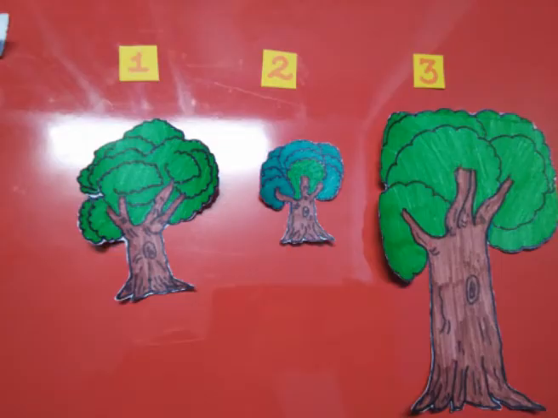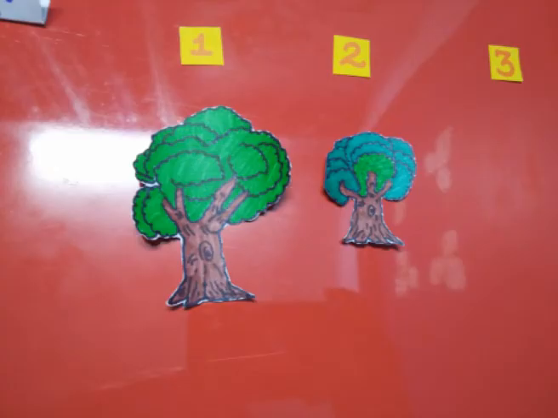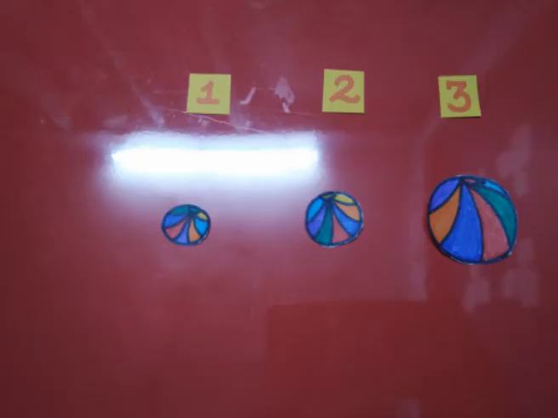So here we have 3 trees of different size. So can you tell me which one is biggest and which one is smallest? Yes, the tree which is in 3rd number is the biggest tree. Now we will compare these 2 remaining trees and find out which one is the smallest tree. So the tree which is in number 2 is the smallest tree. So like this we have the biggest one and the smallest one. So like this we can compare things.